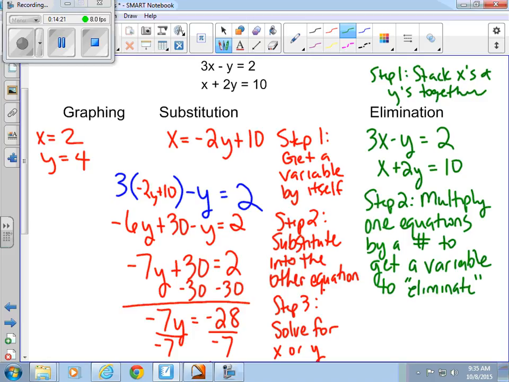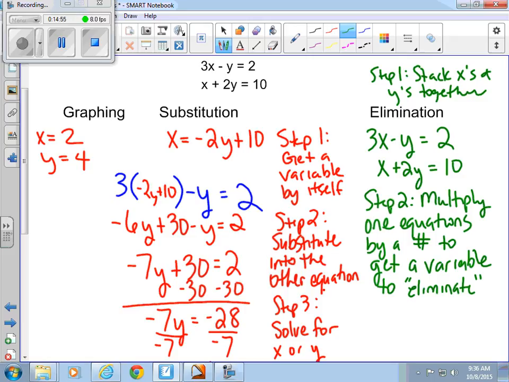So I either want the x's to go away when I add, or I want the y's to go away when I add. So I can either multiply the top equation by 2. Why would I pick 2? If I put a 2 here, what would happen to those y's if I add them together? They cancel. Or I can multiply the bottom one by negative 3. Why would that work? Because they cancel. Now don't do both. Pick one or the other.